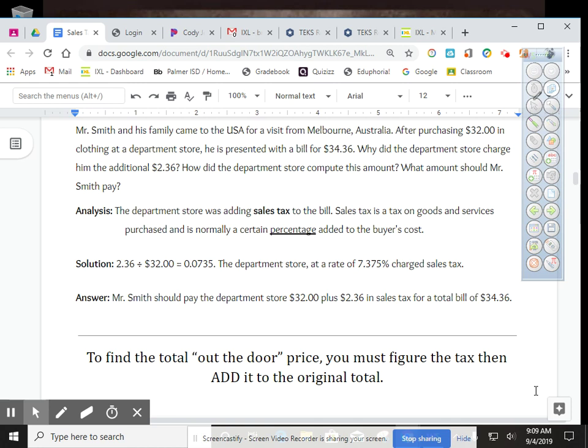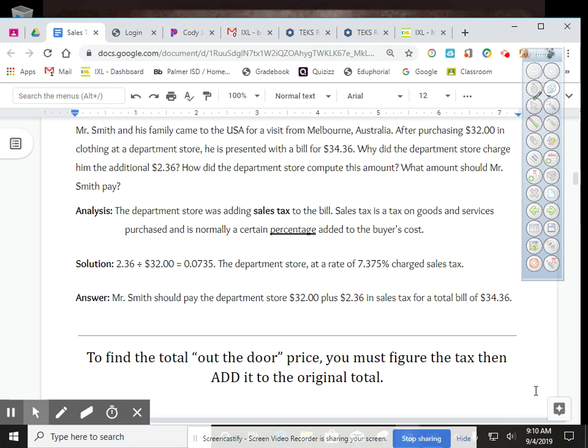Okay, I'm gonna read about Mr. Smith, and I want you guys to just read along with me silently, okay? Mr. Smith and his family came to the USA for a visit from Melbourne, Australia. After purchasing $32 in clothing at a department store, he is presented with a bill for $34.36. Why did the department store charge him the additional $2.36? How did the department store compute this amount? And what amount should Mr. Smith pay? So that's what we're doing today, and you guys all know the answer to those questions, okay?